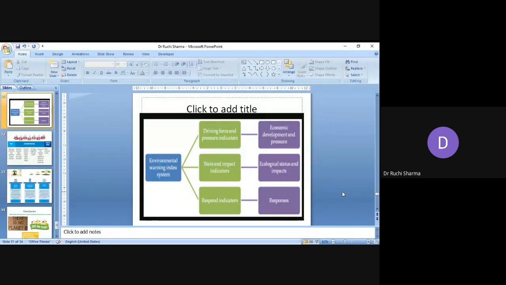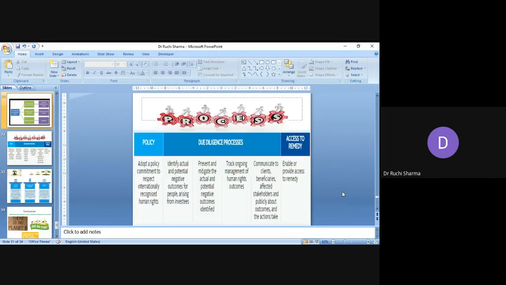In this, I also want to focus on the environmental warning index system. It should be developed in each and every country, and we should be aware of it, as it helps us understand, with the help of the latest technology, what the various indicators are and how we are going to control or respond to them.